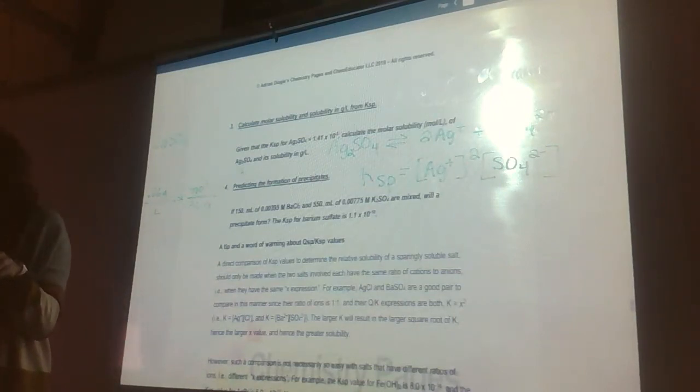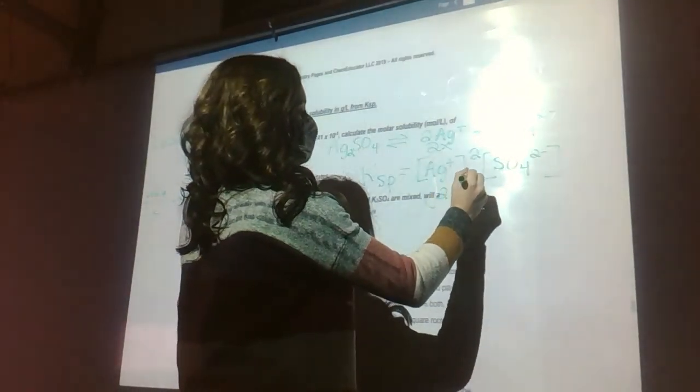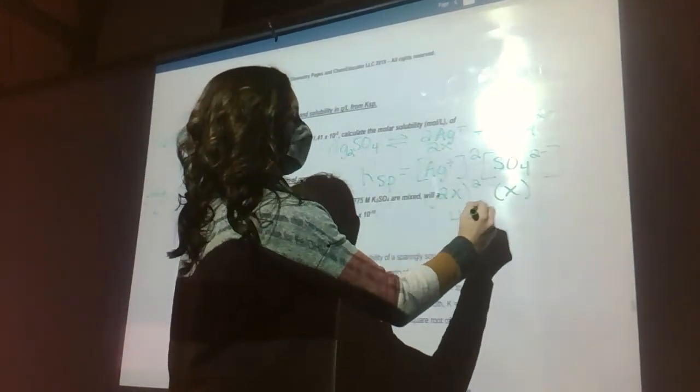but really, if we're talking about molar solubility, we're talking that this would be X and this would just be 2X. So it would be 2X squared times X, or 4X cubed, and then you solve for X. That's what molar solubility would be. And then using that into the molar mass to find the grams.